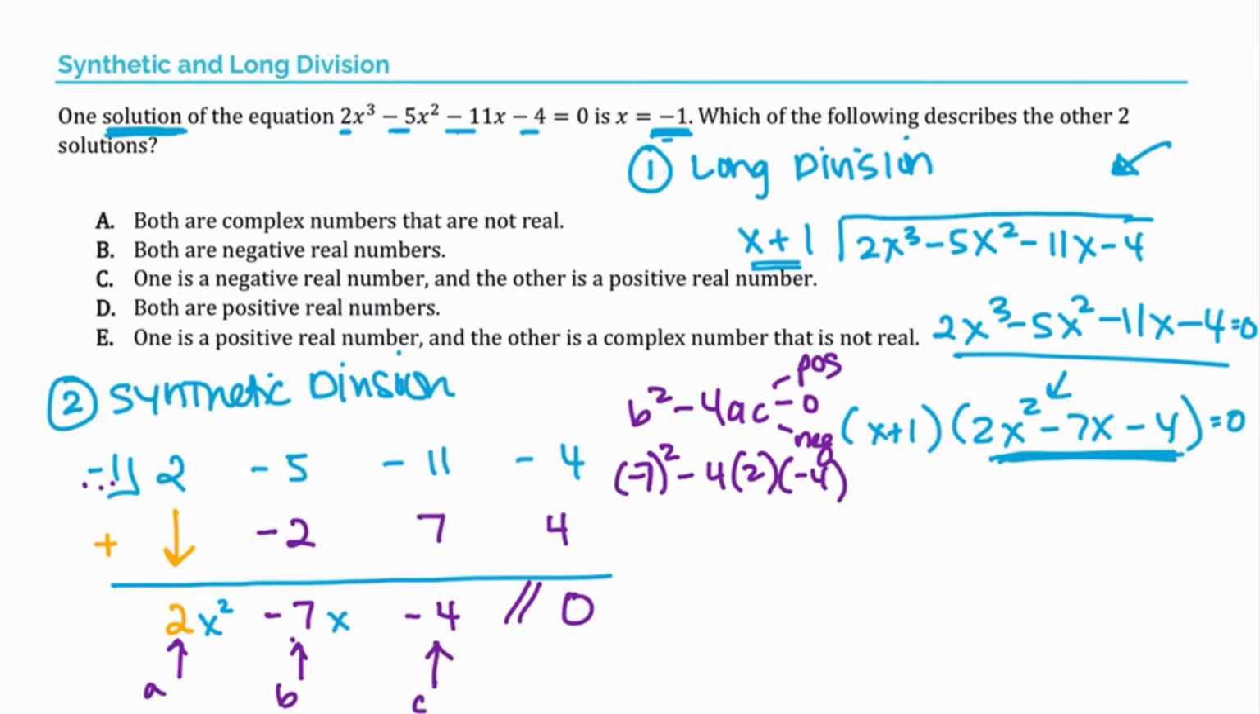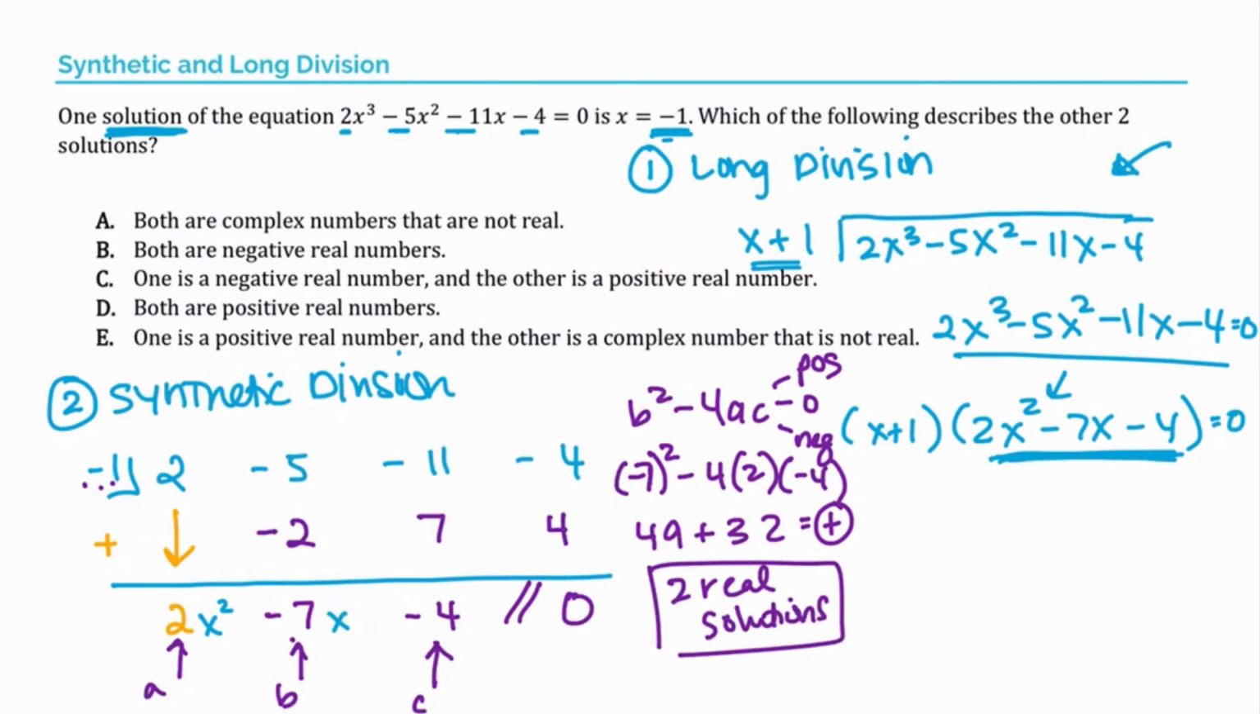Well, that's going to end up being a positive number because I'm going to have 49 plus 32, right? I don't really care. I don't have to do that addition. I just have to know that that's a positive number. And if it's a positive number, that means I have two real solutions. So first thing I can do is cross out any answer choices that say that it's a complex one that's not real. Here's a complex one that's not real. So A and E are out. We know that we have two real solutions, but we don't know if they're positive or negative.